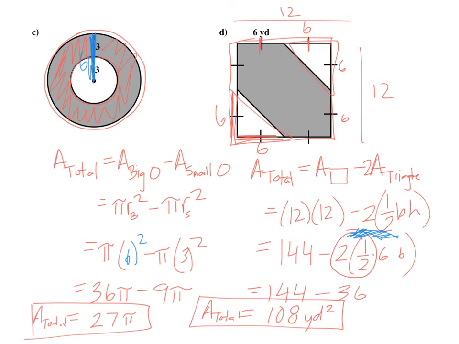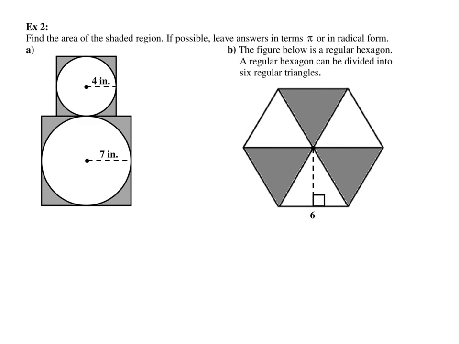All right, let's go on to some more examples. Example 2, find the area of the shaded region. If possible, leave your answer in terms of pi or in radical form. Okay, let's see what we have here. So this example is very similar to the first example we did in the lesson. It's just taking 2 different sized diagrams and combining them together.